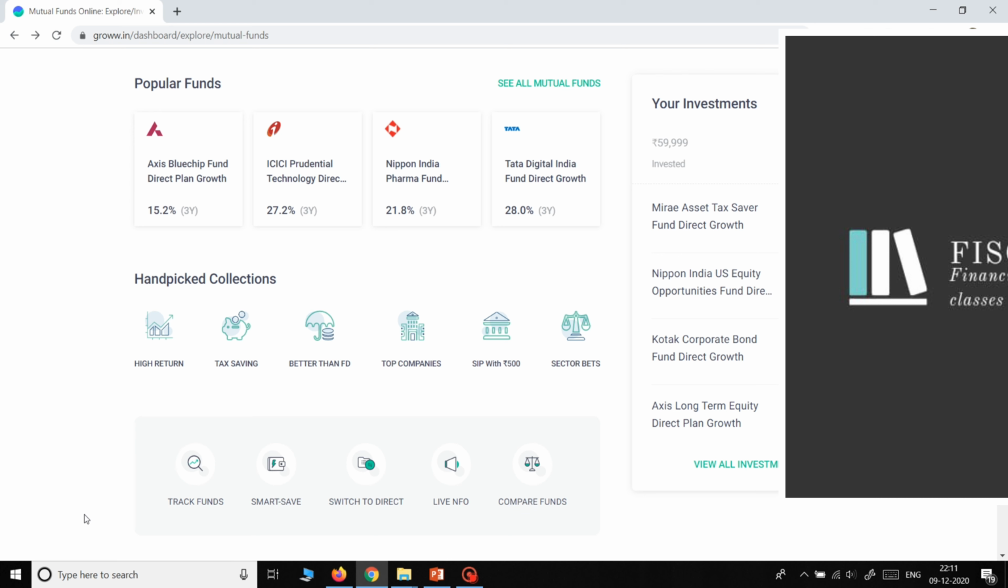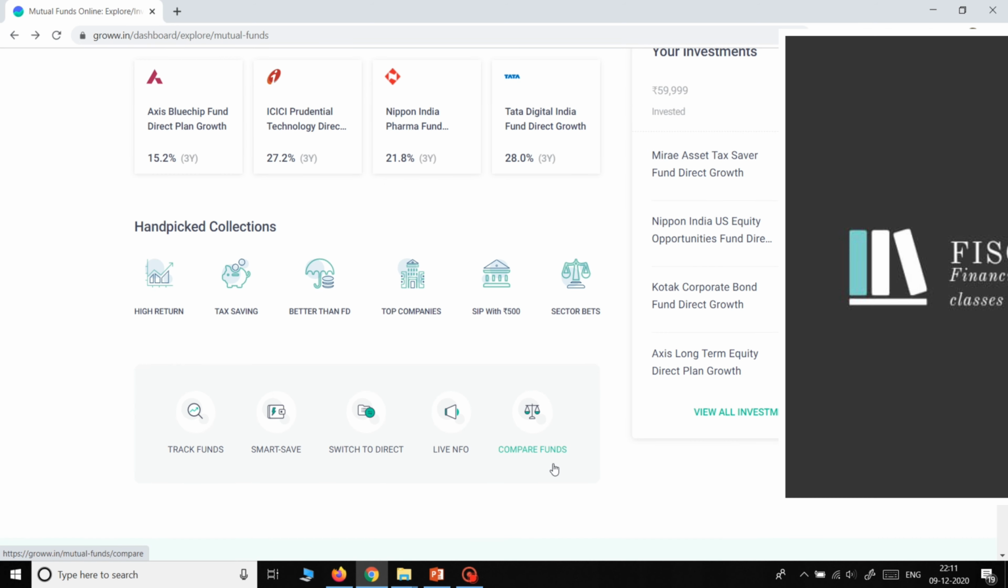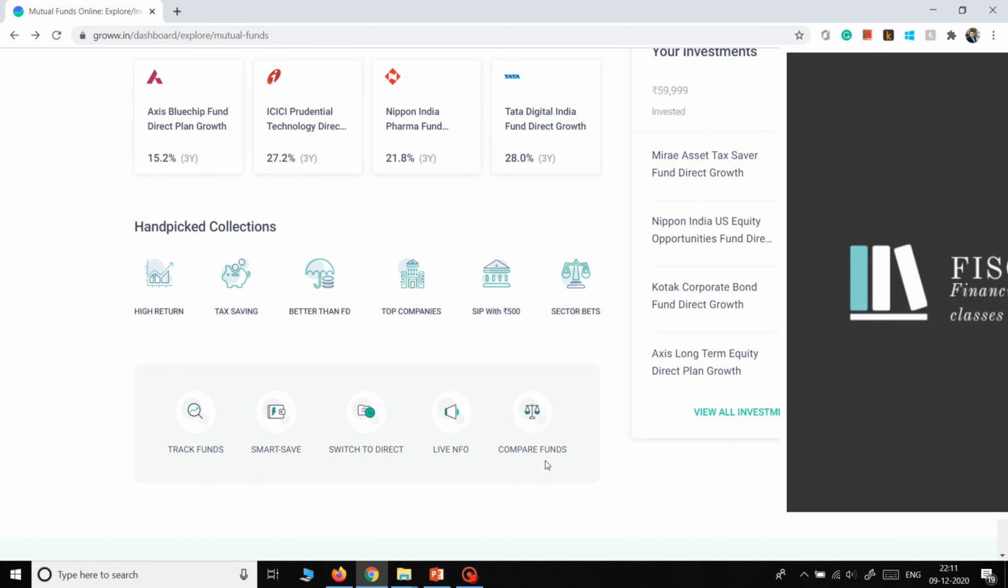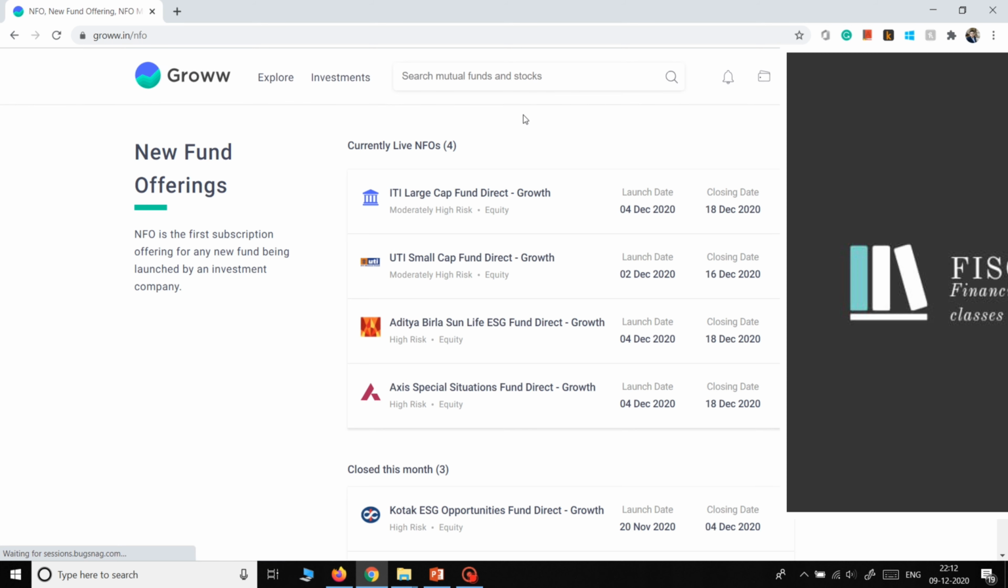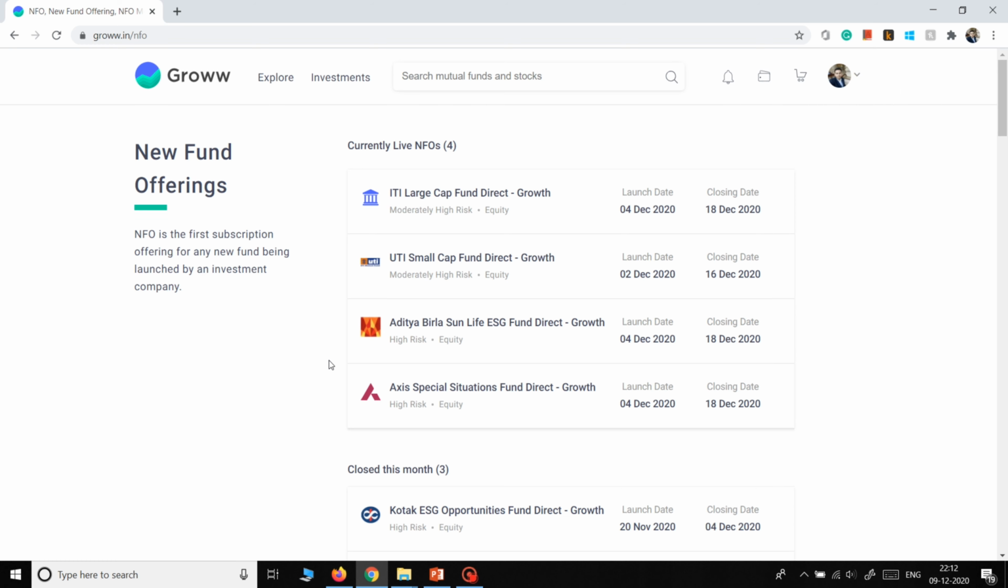Other important things you can see down here are compare funds, where you can compare the different mutual funds, and the other is live NFO. Live NFO means a new fund offer. You can see here that there are these four funds which have new fund offerings. That means just like an IPO is released to list a new stock in the market, similarly an NFO is released to list a new mutual fund in the market.